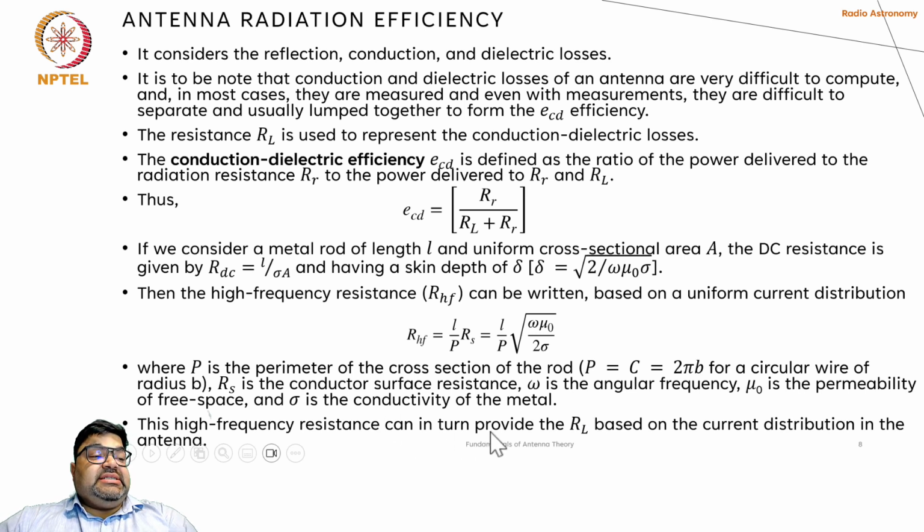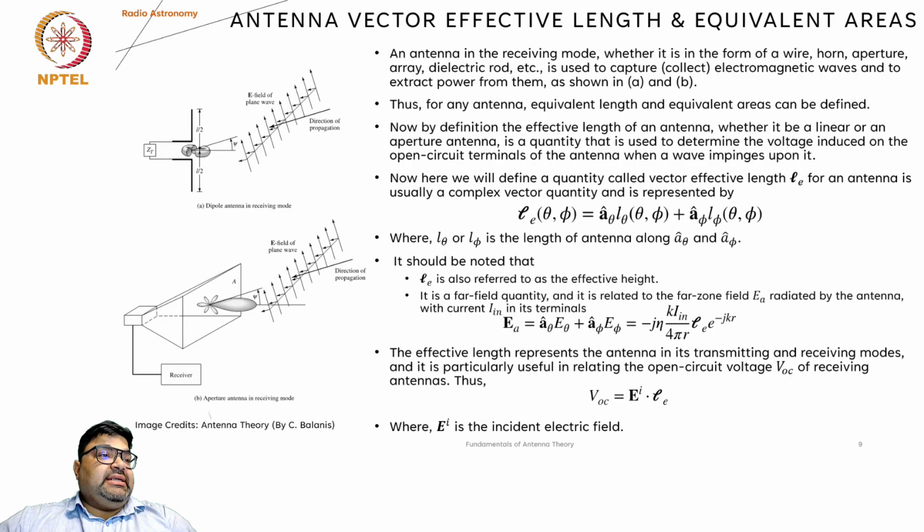The high frequency resistance can in turn provide the RL based on the current distribution in the antenna. So that was the radiation efficiency and the dielectric efficiency particularly. Next term we concentrate on is the antenna effective length and equivalent area. So antenna has different geometry.